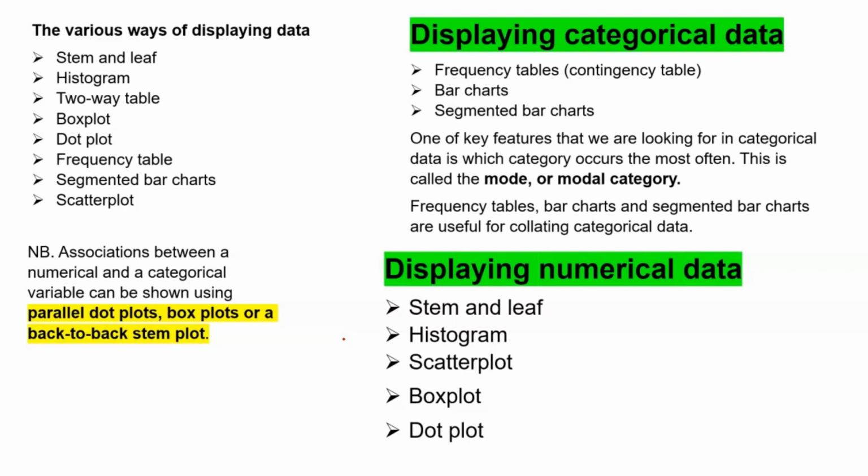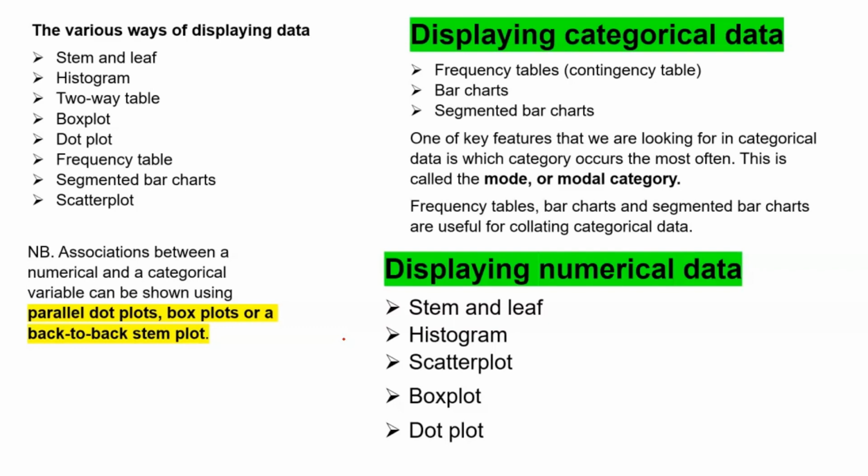Depending on the type of data, there are different ways. To display categorical data, we use a frequency table or the contingency table, or we could use a bar chart or segmented bar chart. And after displaying, we also need to describe. One of the key features we look for in categorical data is the mode. That is the one we need to describe when we are looking at a frequency table or segmented bar charts.